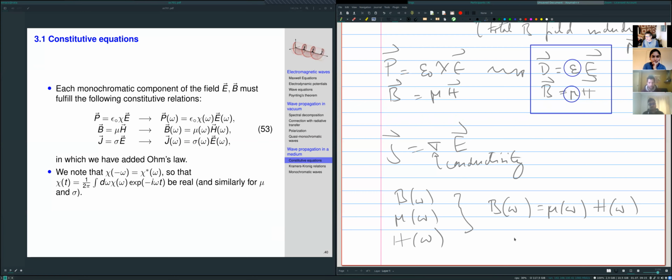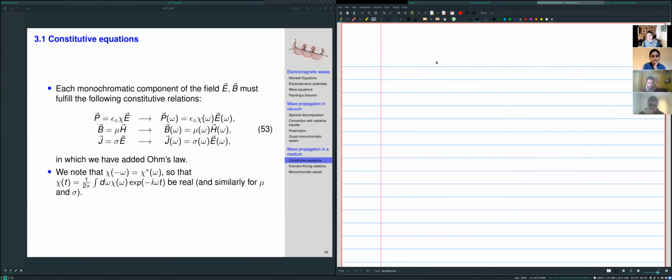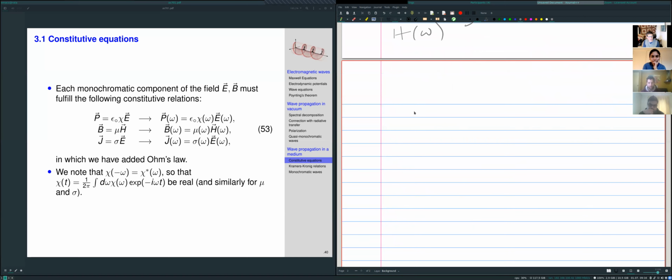Okay, so what I'm trying to say is that suppose that we have just one monochromatic component, there will be a relationship connecting H and B for that monochromatic component. And that relationship is called the constitutive equation, and the proportionality is given by this permeability mu. Okay. Any questions so far? Or assume not, unless someone says so. Okay. So that's this part of equation 53, in which we apply the constitutive relationships to particular monochromatic components. Okay.